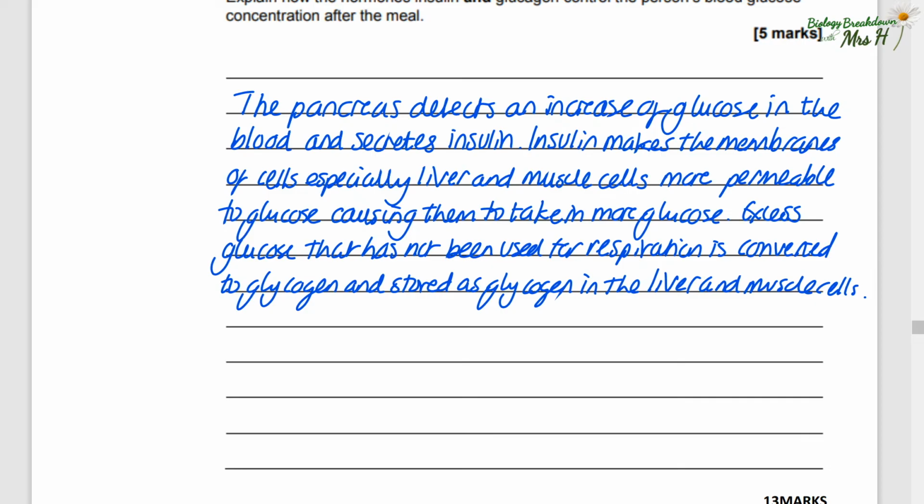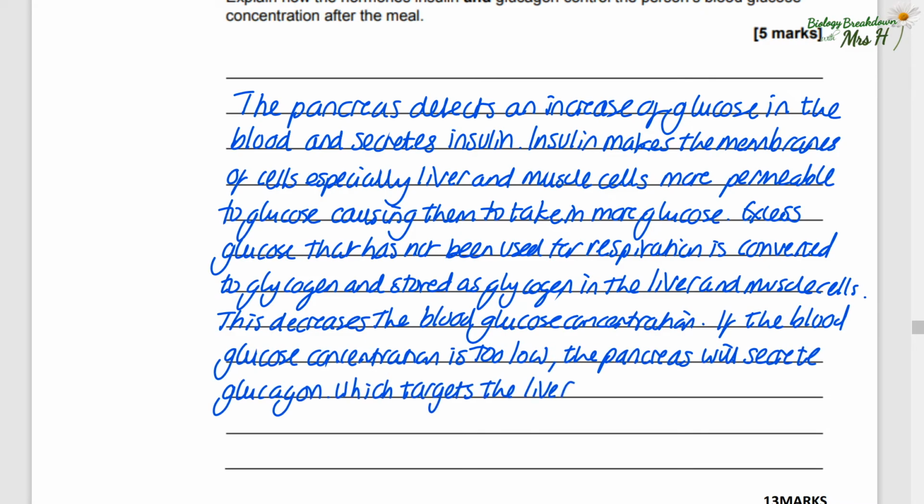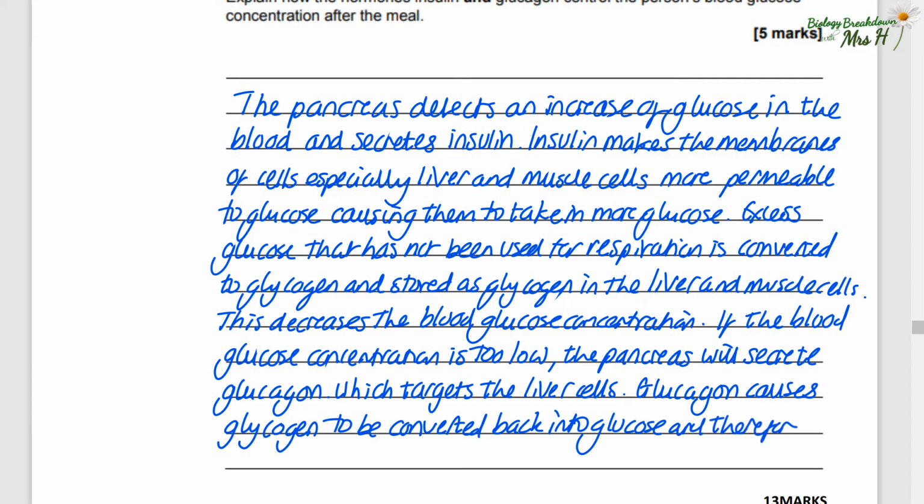If you've got glucose being taken into the cells, out of the blood into the cells, and you've got excess glucose being converted into glycogen, that is going to reduce the blood glucose concentration. The pancreas will secrete glucagon, which targets the liver cells. Glucagon causes glycogen to be converted back into glucose. This glucose can diffuse back into the blood, and that's going to raise the blood glucose concentration again.